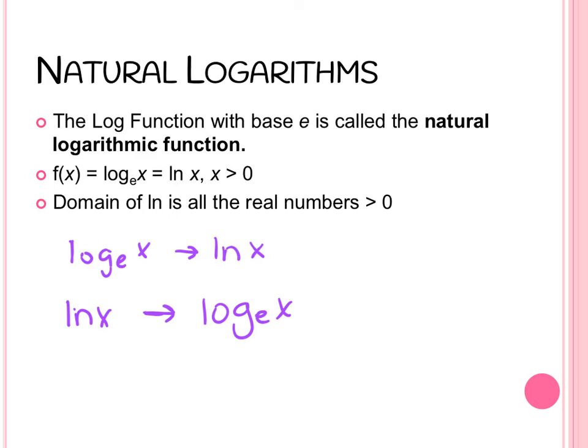So if you're graphing an ln graph, it has all the same characteristics as a log graph. It has the vertical asymptote, it has an x-intercept, it has domain that's restricted, and it has range that's all real numbers.